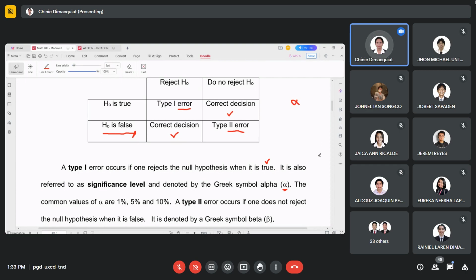On the other hand, a type 2 error occurs if one does not reject the null hypothesis when it is false. So, mali na yung ating null hypothesis, pero inaccept pa rin natin siya. So, type 2 error. Denoted by a Greek symbol beta. Ayan. So, kung ang ating type 1 ay alpha, ang ating type 2 ay beta.